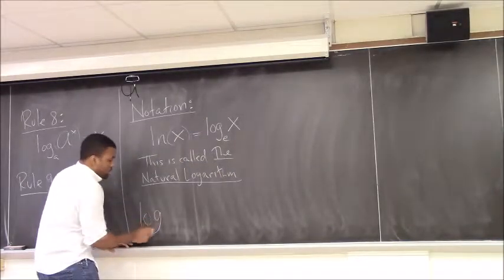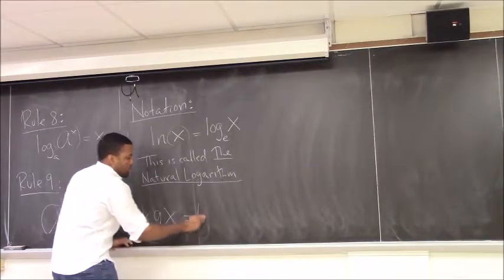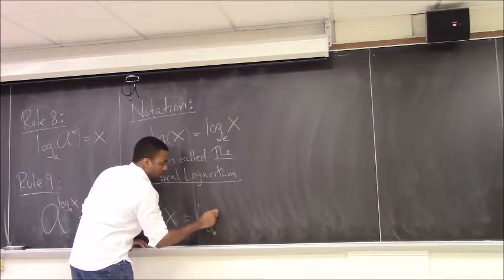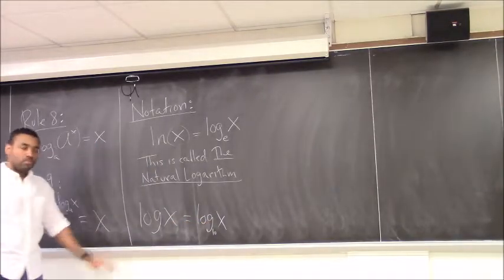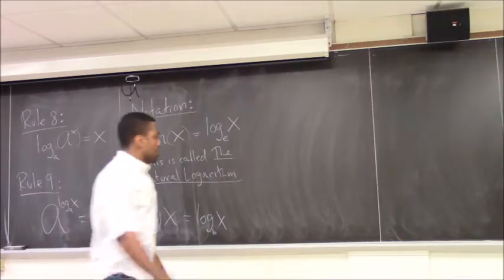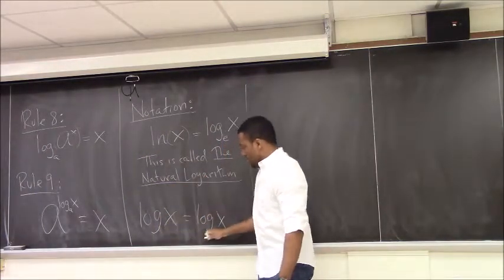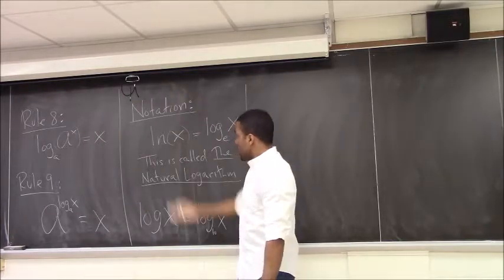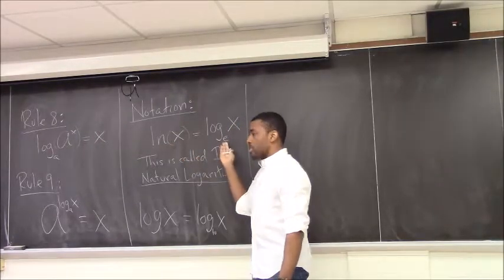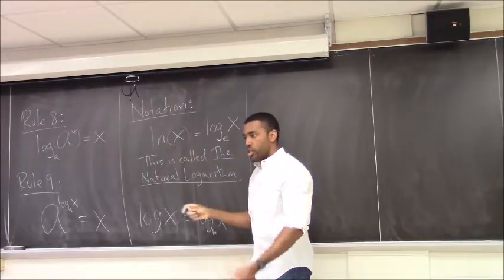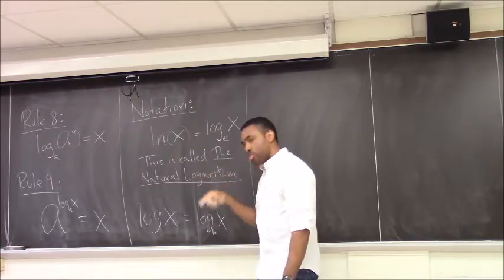Another notation: if you just have log x, that means log to the base 10. So if I just write log and I don't specify the base, it means base 10. If I write ln of x, it means there's a base e there. In all other situations, I will specify the base. I will literally write the base down.